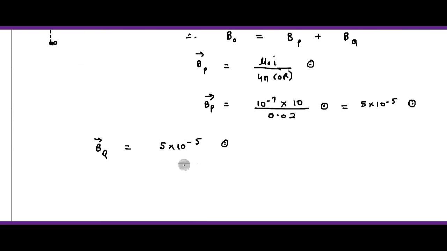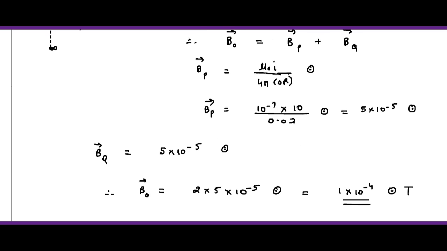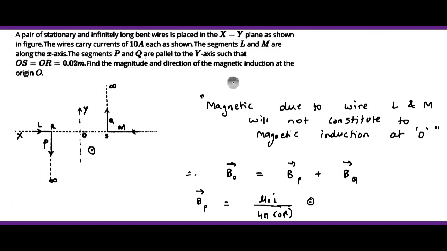Alright, so from here we can say therefore BO, that is net magnetic field at O, can be written as BP plus BQ, that is 2 into 5 into 10 raised to minus 5, and it is outward. So this gives us the answer as 1 into 10 raised to minus 4 Tesla. So this is the unit of magnetic field. So we can say this is the answer to this question, that is net magnetic field or induction at O we are getting. So I hope you have understood the concept well, and thank you for watching.